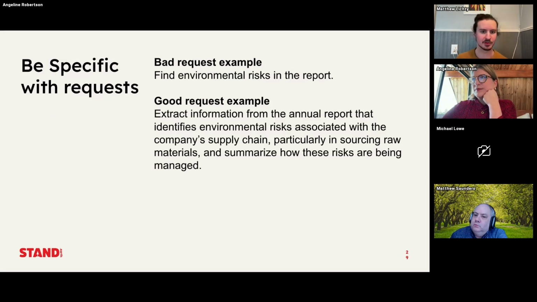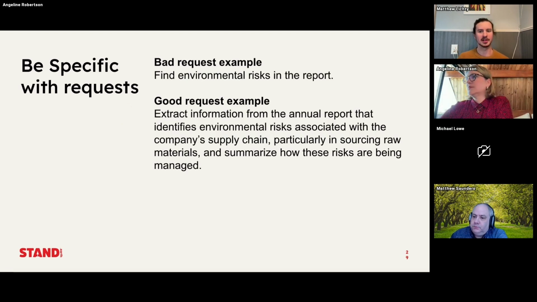To be specific with requests, clarity and specificity are crucial because they directly impact the quality and relevance of your LLM's responses. This is a pretty basic example of this concept, just showing that it's worth explaining exactly what kind of information you want the LLM to give you. So you can see the bad request example is very simple. It says find environmental risks in the report. If you give it that, it's going to give you some information, but it might not be exactly what you want or the sort of information you're looking for.